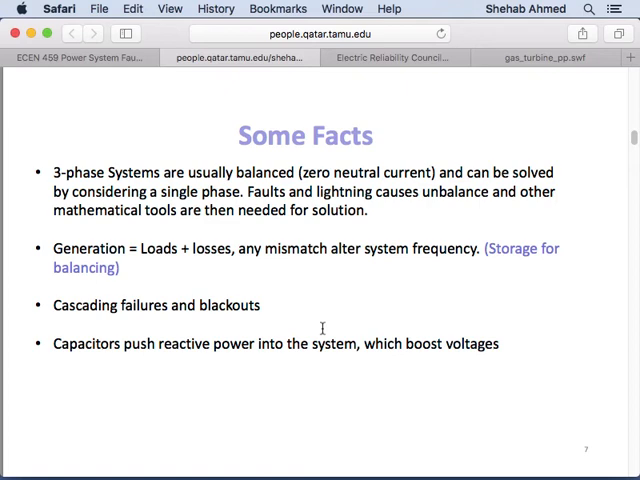If it falls out, what happens? It's a cascading thing, right? I still have not enough generation, and then I lost more generation. So now I have less generation, so I lose more, and so on and so forth. And that leads to what's called a blackout, or cascading failures that can lead to a blackout. And this can be due to a fault, or a big load, or whatever coming online, right?